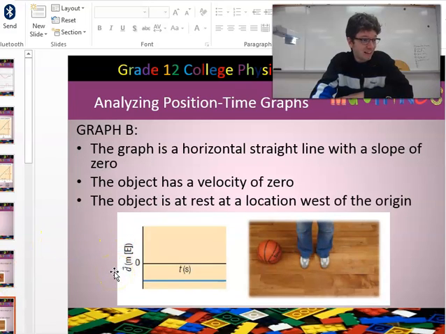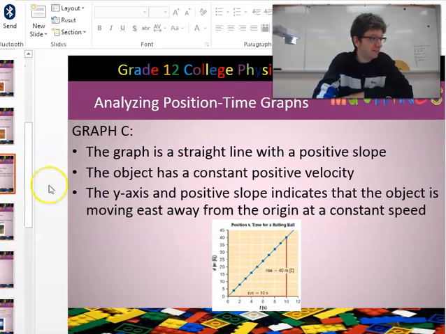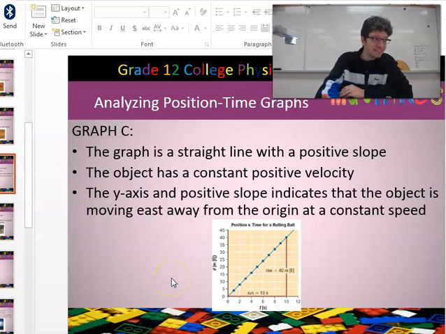Okay. Similarly, in this case, again, a horizontal line means nothing's moving. It's at rest relative to this origin point. And in this case, it has a negative value. So negative east means it's now west of the origin. One. This is the one we just did.